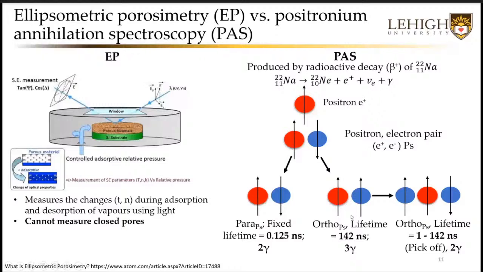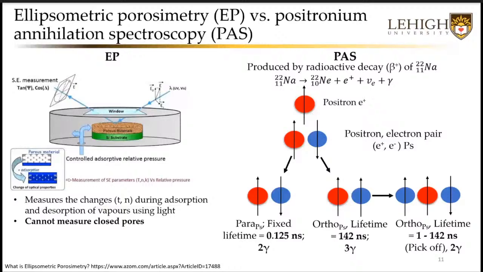If the orthopositronium does not recombine with any opposite spin electron, it annihilates into 3 gamma photons, and the lifetime is 142 nanoseconds. But if it manages to find an electron of opposite spin, it depends. The lifetime decreases from 142 to 1 nanosecond. So if this orthopositronium finds an electron in 1 nanosecond, it recombines and annihilates into 2 gamma rays. This process is called pick-off.